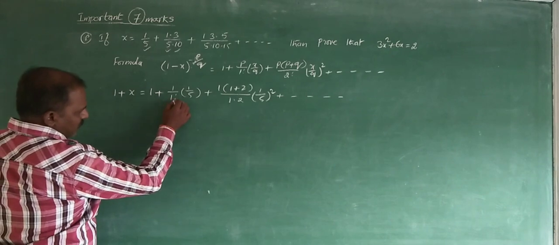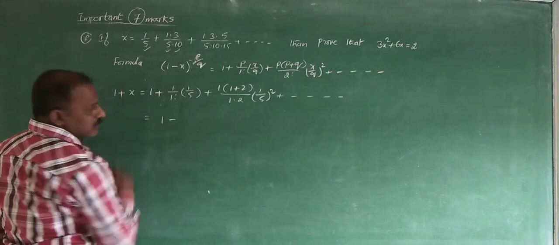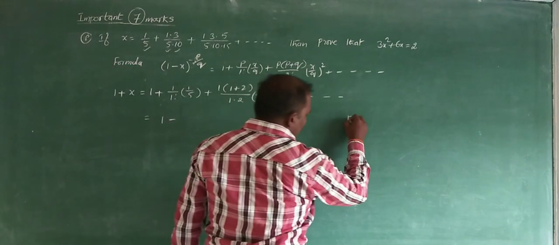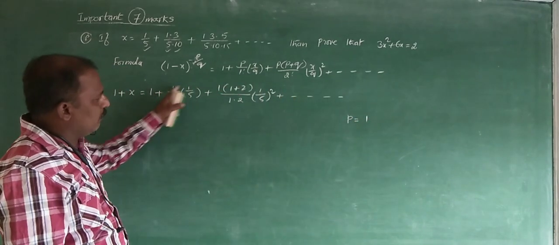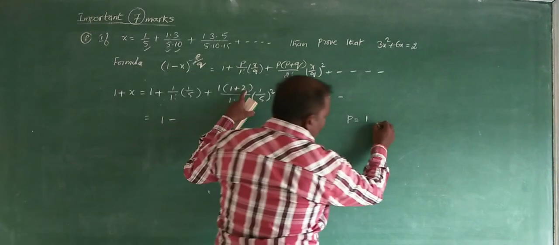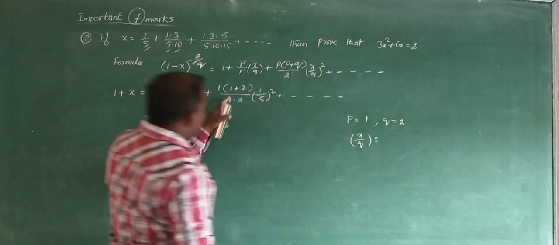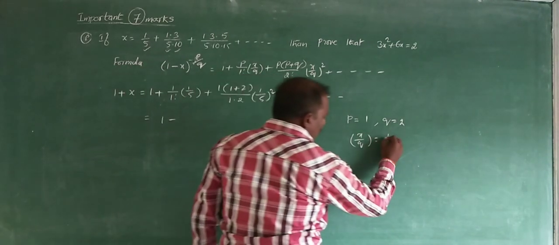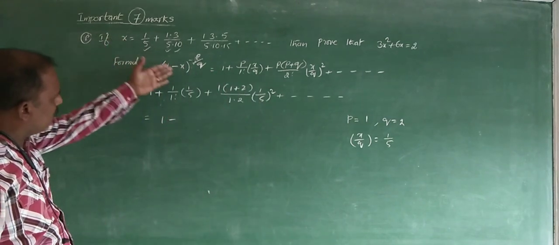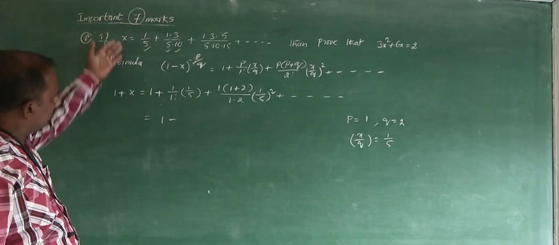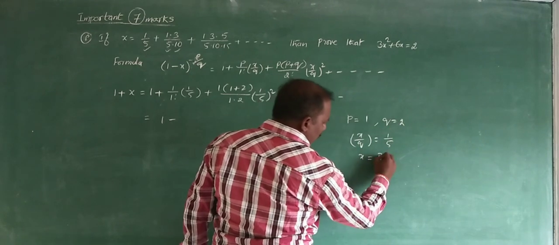So, when you compare this, what is the value of p? p is 1, the first term. What is q? q is equal to 2. What is x by q? x by q is 1 by 5. Don't get confused with this x and that x. So what is the value of x? x is 2 by 5.